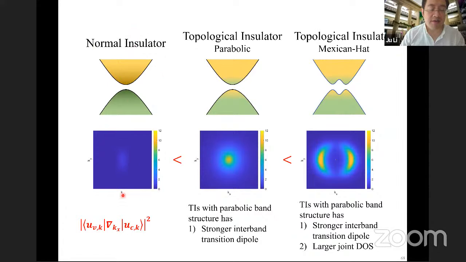So this is a normal semiconductor. When we plot the overlap matrix, you just have a little bit here at the band gap. When you have this PD band inversion, you have a much bigger quantum overlap integral. So you have a much bigger term in the quantum mechanical part. But then if you also engineer the structure to go from just one point to this ring, then you have a much bigger joint density of states.